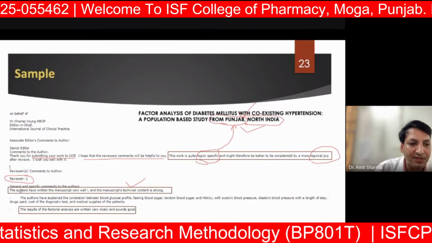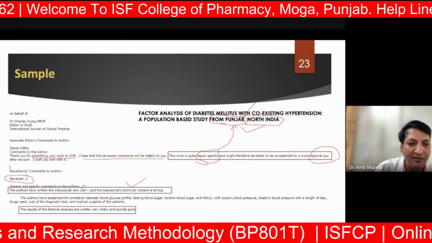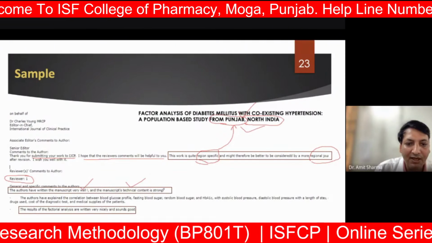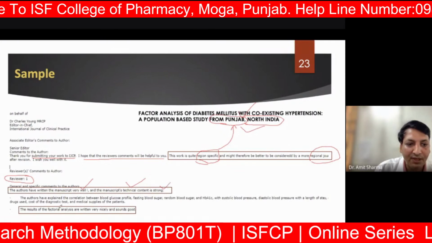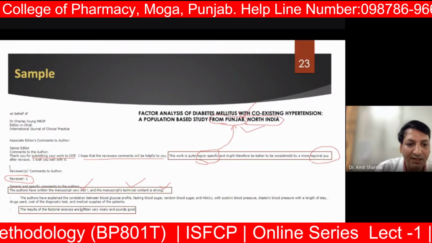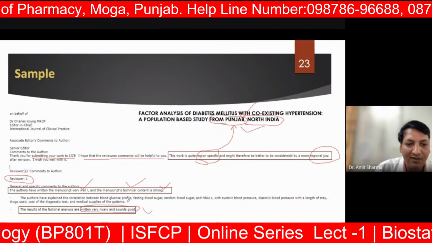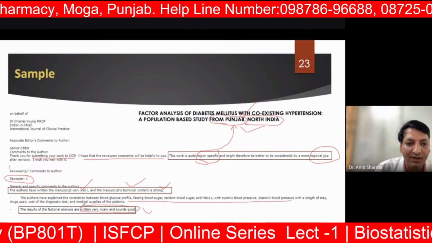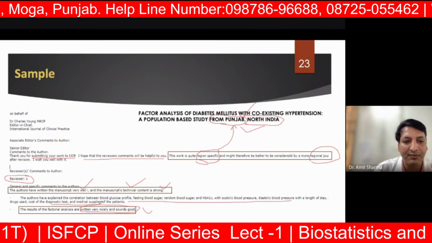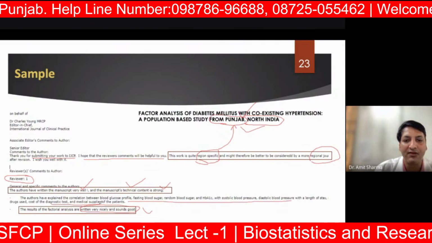Which kind of comment have I received? You can see the author has written the manuscript very well, and the manuscript's technical content is very strong. The results of the factorial analysis are written very nicely and sound good. And they have discussed here in this slide what I have done in the research paper, what are the different variables in which I have worked.